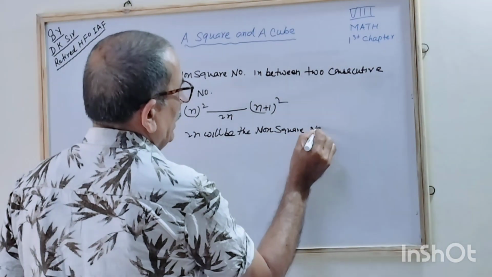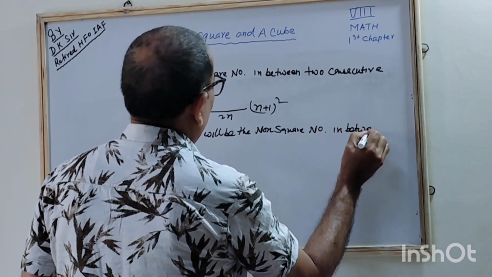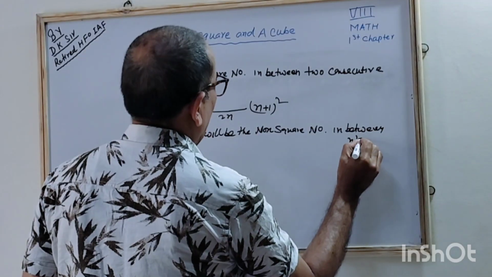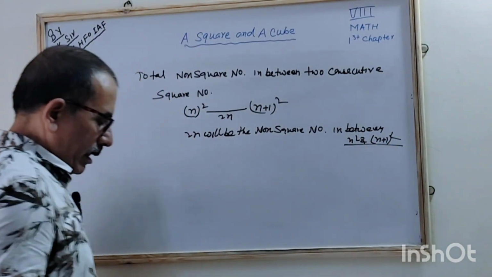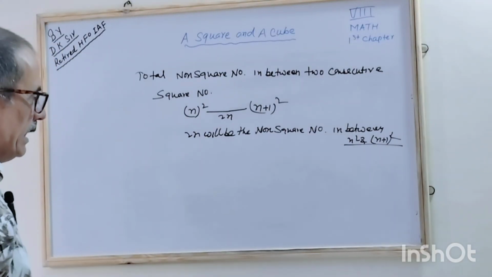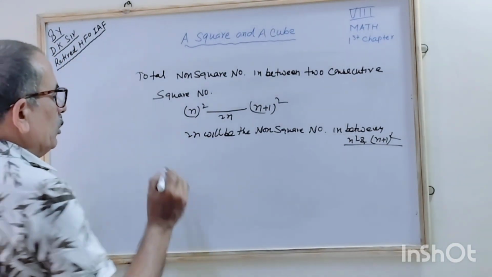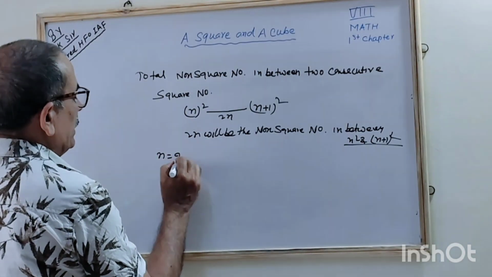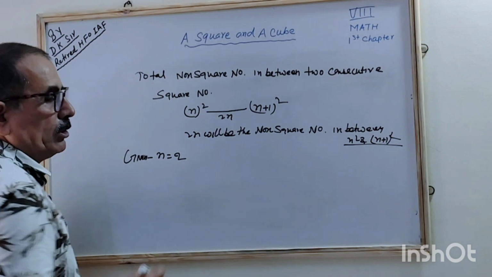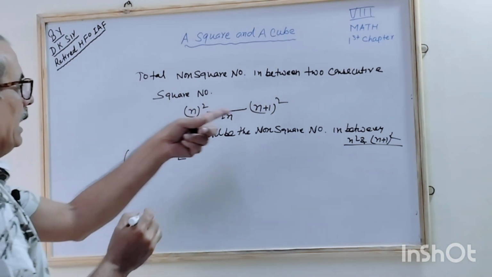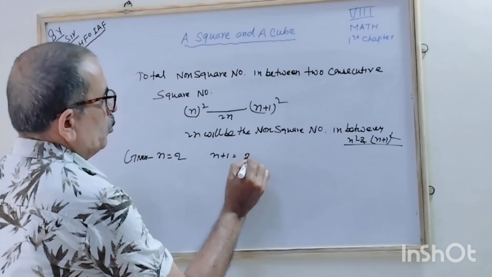Non-square numbers in between n square and n plus 1 square. Correct? If I give you the example, easily you can understand. Suppose n is equal to 2 is given. Correct? One of the examples I will say. The given n is equal to 2. Then n plus 1 will be how much? It's 2 plus 1.